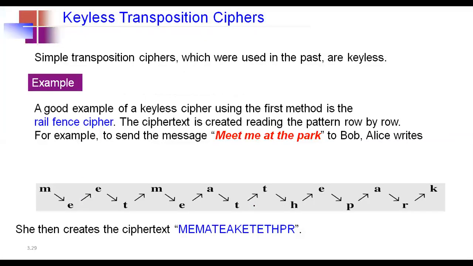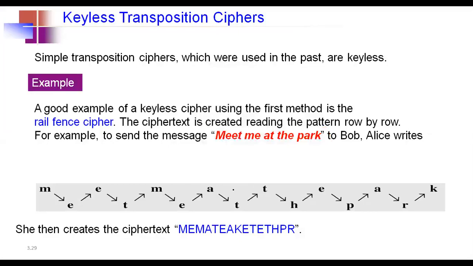Now, there are two types: keyless transposition cipher and keyed transposition cipher. Keyless transposition is the simple transposition cipher which was used in the past. These are very simple. For example, see this example. I want to send the plain text message, meet me at the park. This is the actual text I want to send from Alice to Bob.